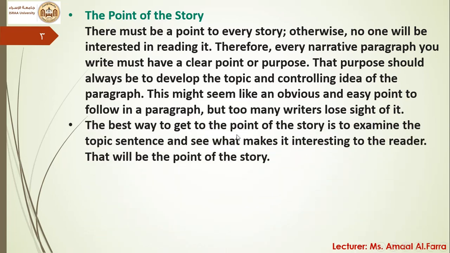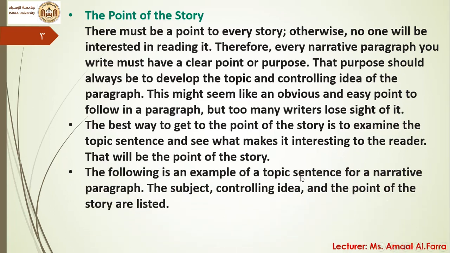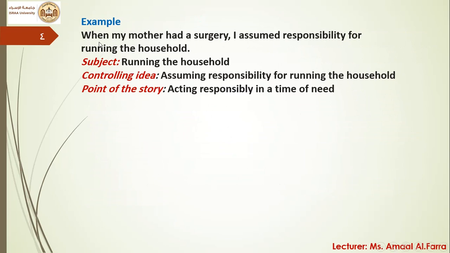The best way to get to the point of the story is what? Is to examine the topic sentence and see what makes it interesting to my readers. Ask yourself this question: what makes my paragraph more interesting to my readers? By answering this question, you are going to limit your point of the story. The following is an example of a topic sentence for a narrative paragraph. Subject, controlling idea, and point of the story are listed. Let's see. In this example, when my mother had a surgery, I assumed responsibility for running the household.